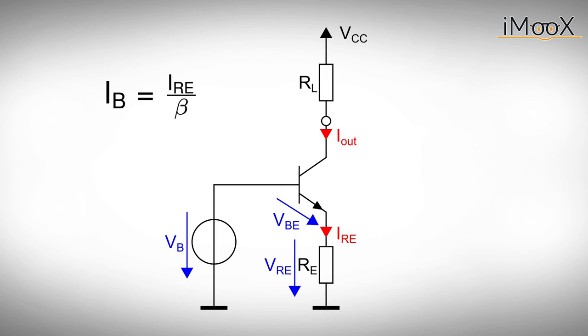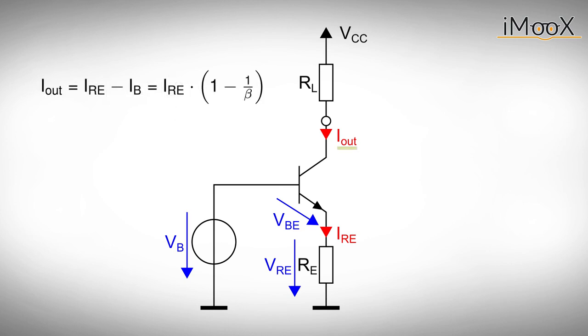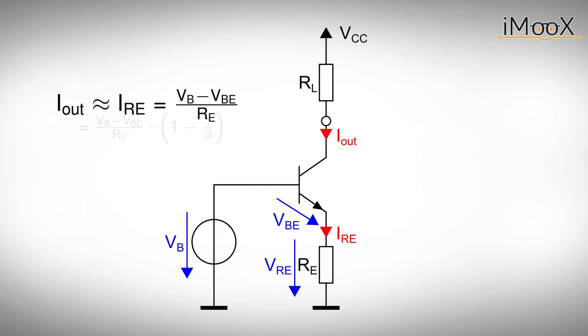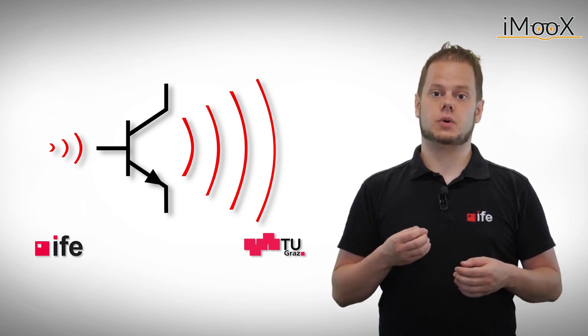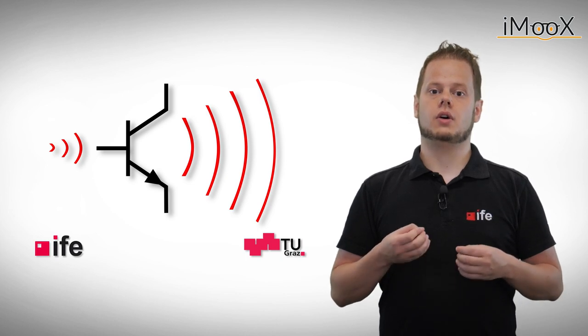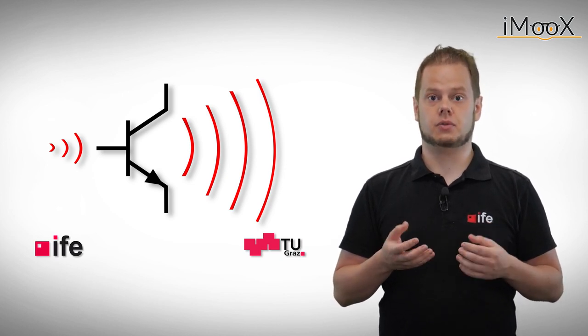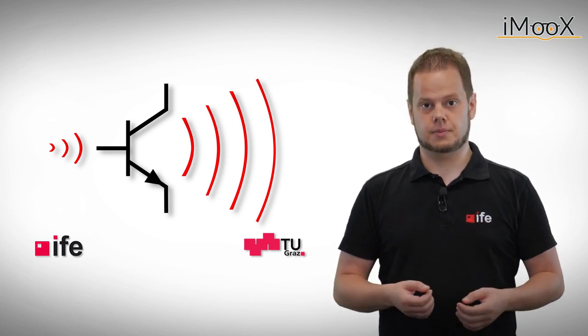The base current is obtained via the current gain beta. With the currents flowing through base and emitter, we can solve for the collector or output current, Iout, which equals IRE times (1 minus 1 over beta). The last term, 1 over beta, can be neglected and we can state for the output current Iout equals IRE. This current does on first glance not depend on the load RL, which meets the requirements of a current source. We can also adjust the output current by either changing the voltage VB or the resistor RE.